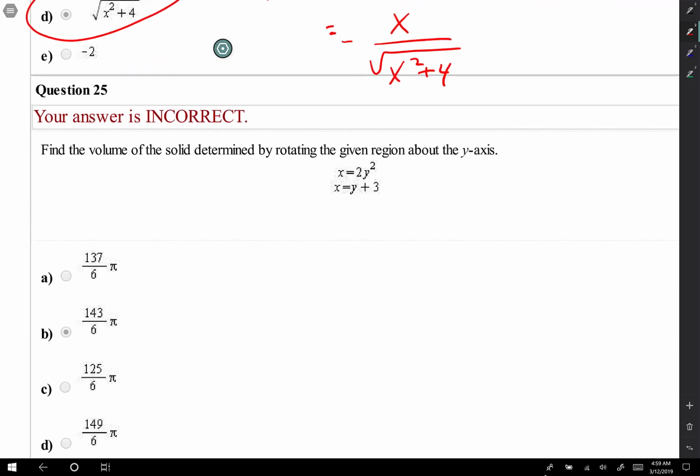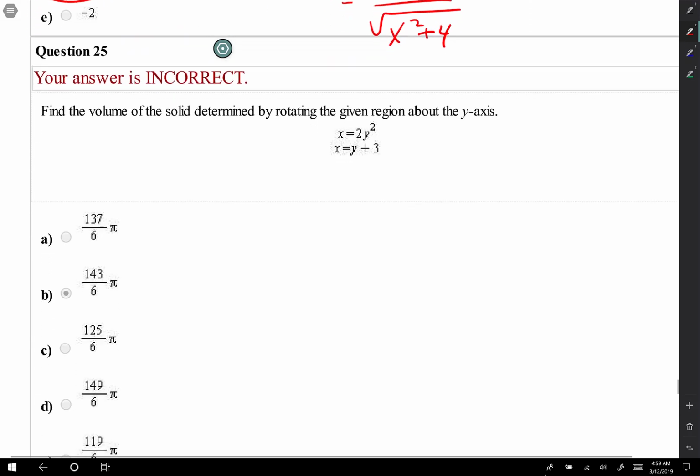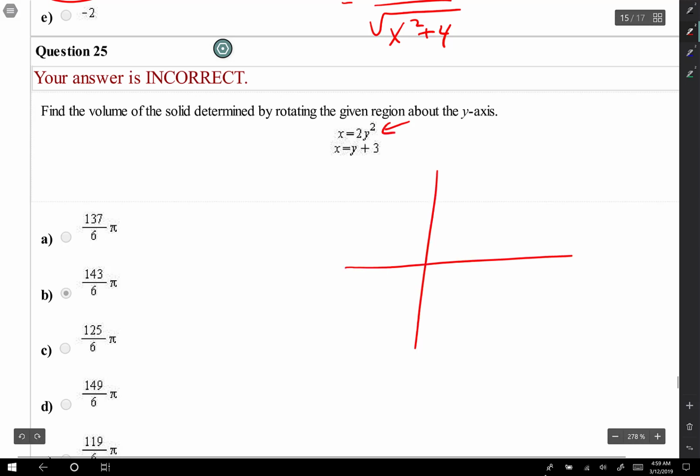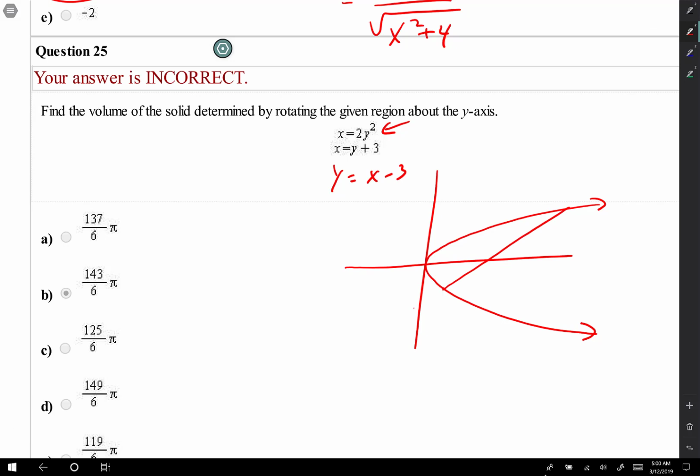Find the volume of the solid determined by rotating the given region about the x-axis. So I have a parabola here opening up in the x direction. So I have something like this. And that's just a line, y equals x minus 3. So it looks something like that. So let me just show you the region that really matters. So it's that region that I care about.